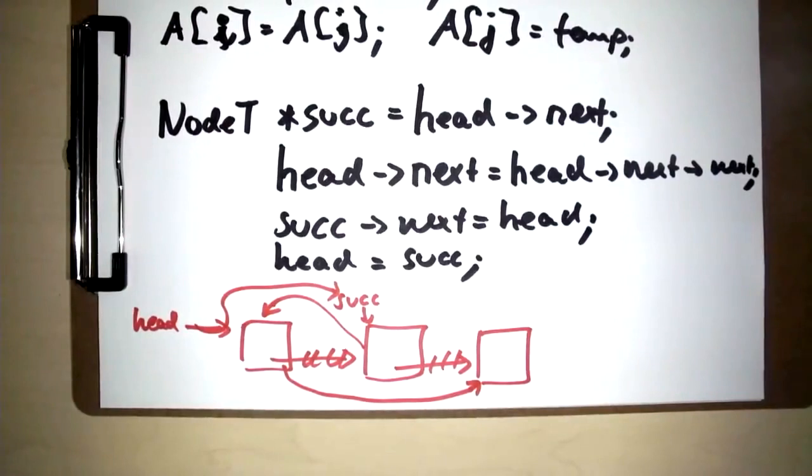So head now points to this element. The pointer is gone and points to this element, and this points to this element. So this is exactly what we wanted to achieve. Yep, very good. Last question.